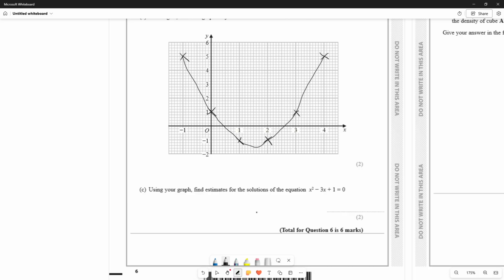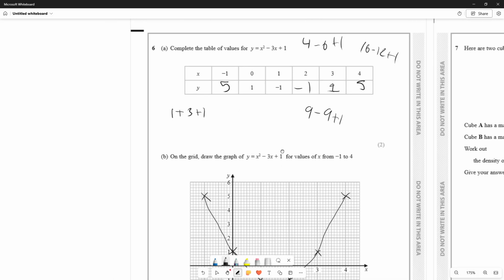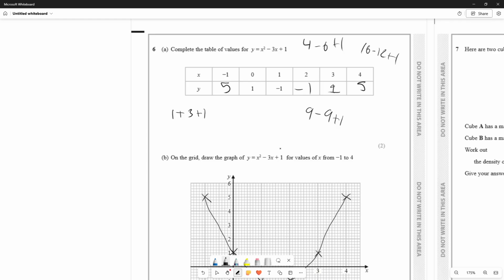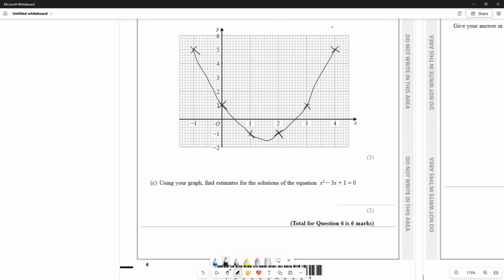Anyways, using a graph, find estimates for the solutions when this is 0. So let's go back to the top. Notice it says y equals this. So we're looking for solutions when y equals 0. So when we have y equals 0, it's anything along this x-axis. And we have a point here and a point there.